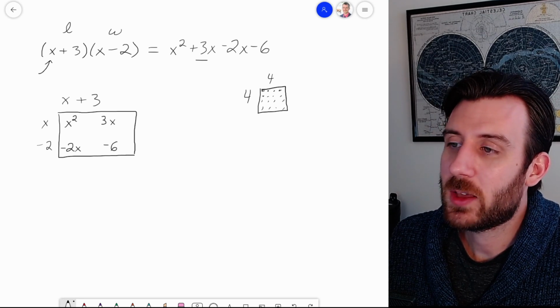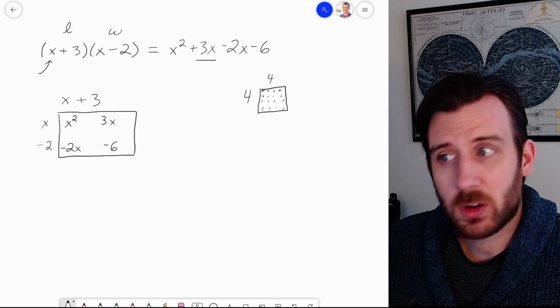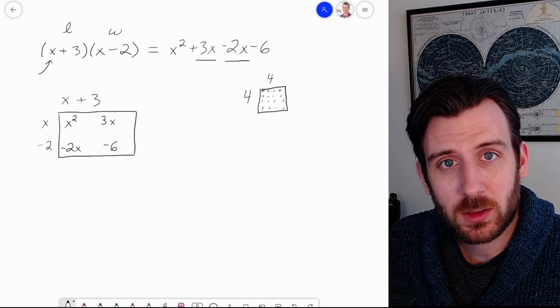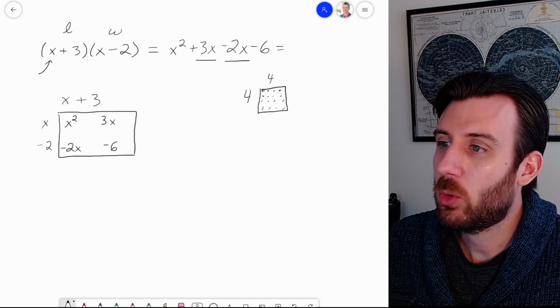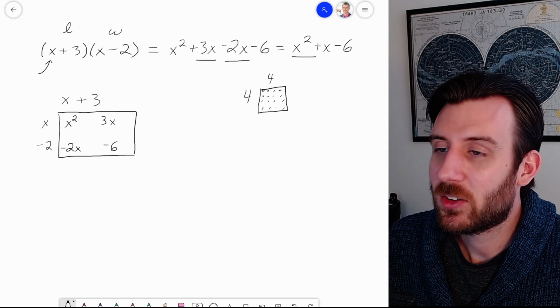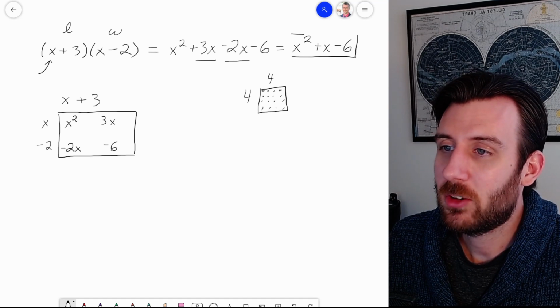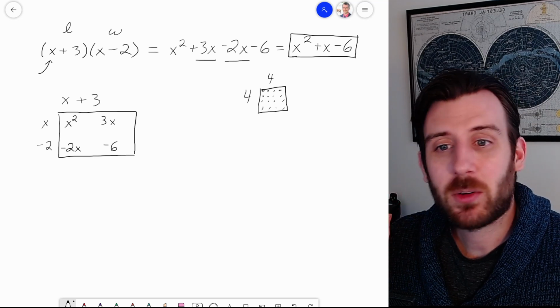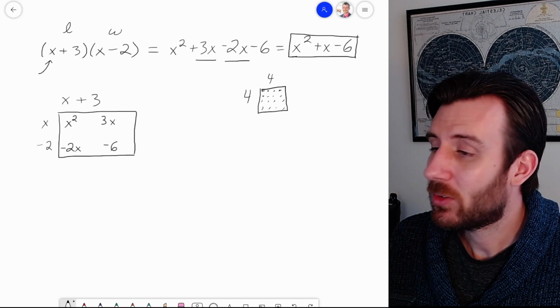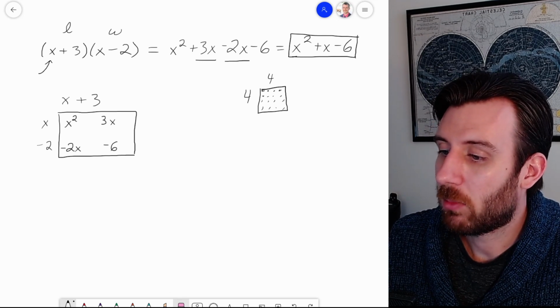Now, since 3x can be thought of as 3 of an amount, and negative 2x can be thought of as taking 2 of those amounts away, well, then that can simplify even more. x squared plus x minus 6. And this is how you can distribute from a multiplication statement into an addition statement. So this is the area model, and it allows for us to look at really, really difficult problems. Let's even take a look at a harder problem.